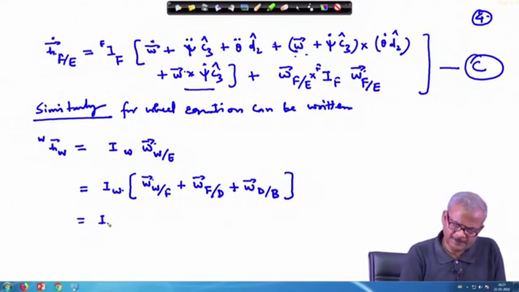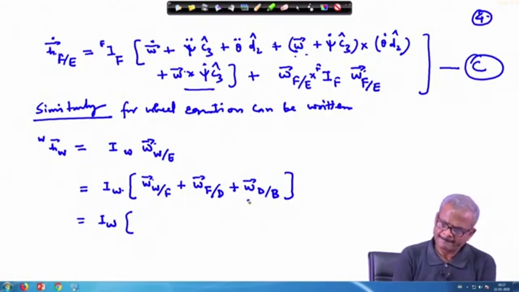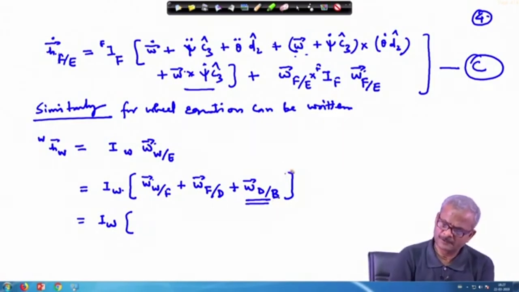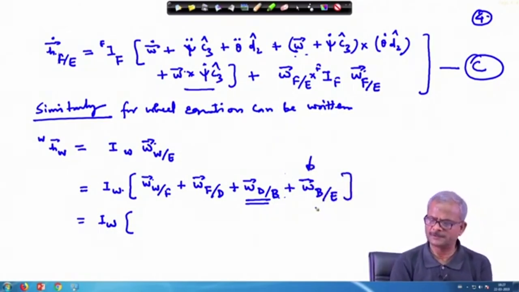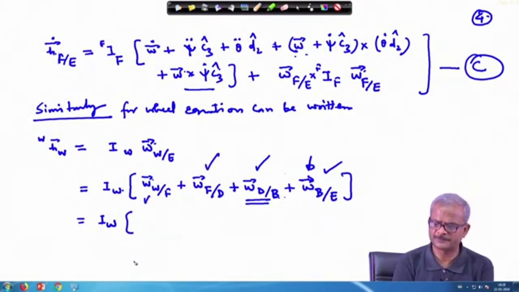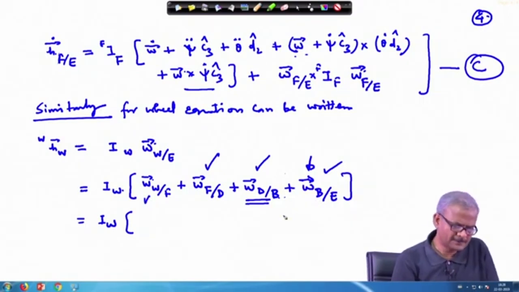And this can be expanded as I w omega d slash b, and one more term is there, omega b slash c. So, this is the angular velocity of the body with respect to the E frame, then with respect to the B frame the outer frame angular velocity, with respect to the outer frame the inner frame angular velocity, and with respect to the inner frame the wheel angular velocity. So, these are the four terms which are appearing in this place.